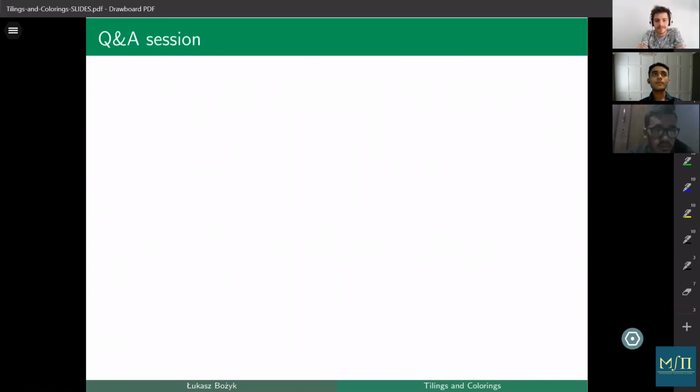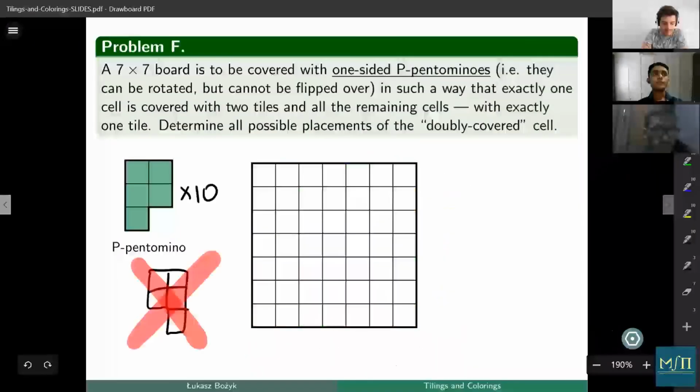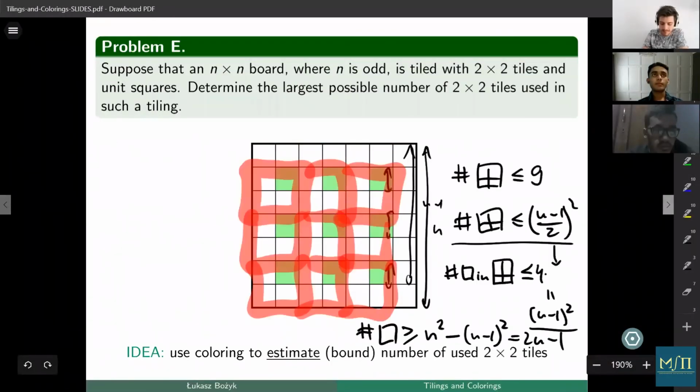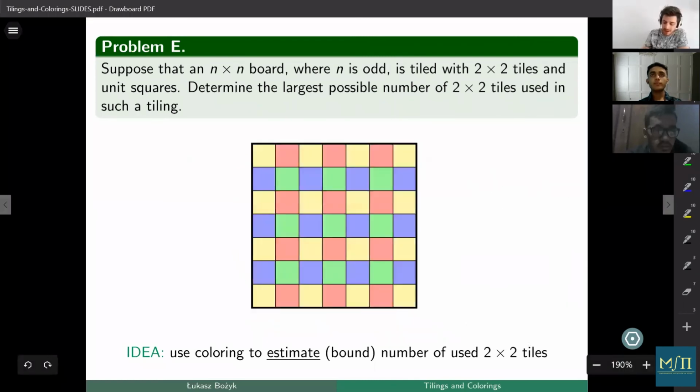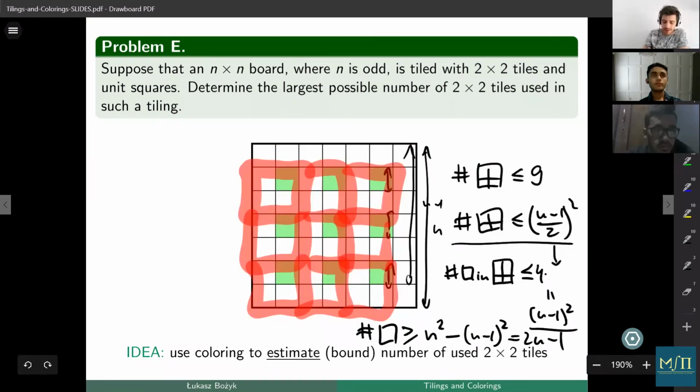I had one question in problem number E, sir. Can you explain this step after that, n minus 1 by 2 whole square? Yeah. Okay, I may have rushed here a little bit. So we know that every 2 by 2 tile contains exactly 1 green cell. So the number of green cells, we can count it to be n minus 1 over 2 squared, and now the reasoning is as follows.